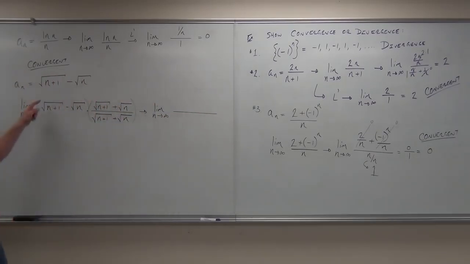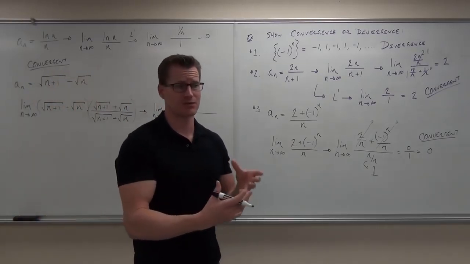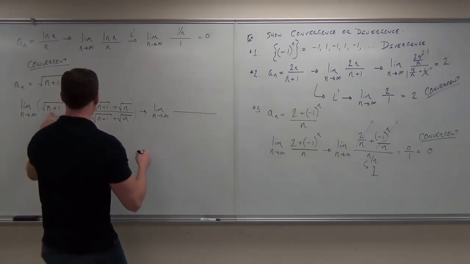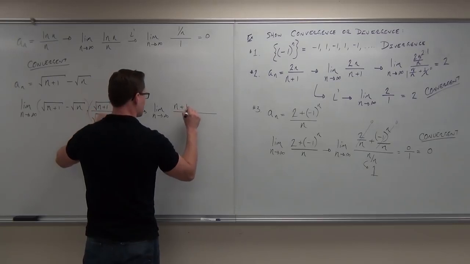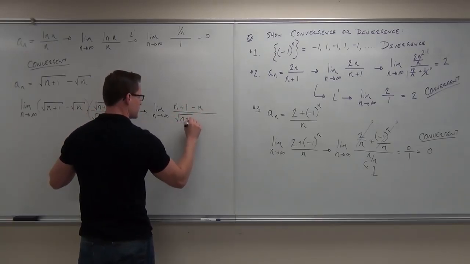So, when we distribute this, notice that the reason why we use a conjugate is because we get this idea of almost a difference of squares out of that. The middle terms are gone, so they simplify. Also, a square root times a square root gives you the radicand. So we get n plus 1 minus n over, you just leave the entire denominator.